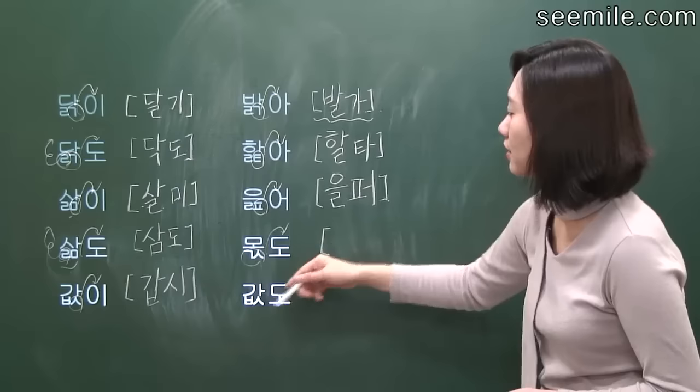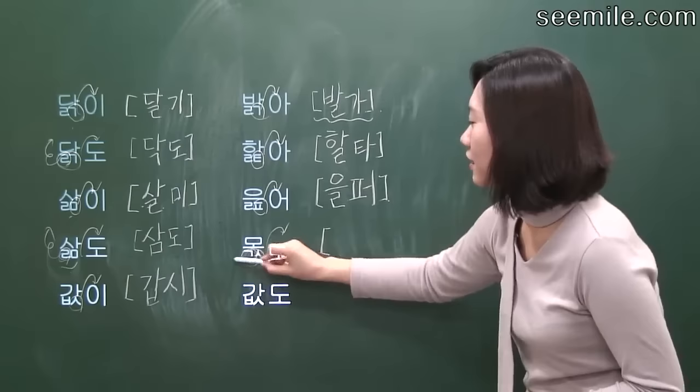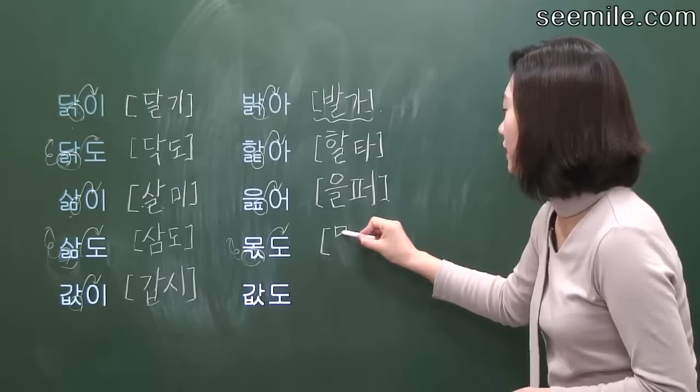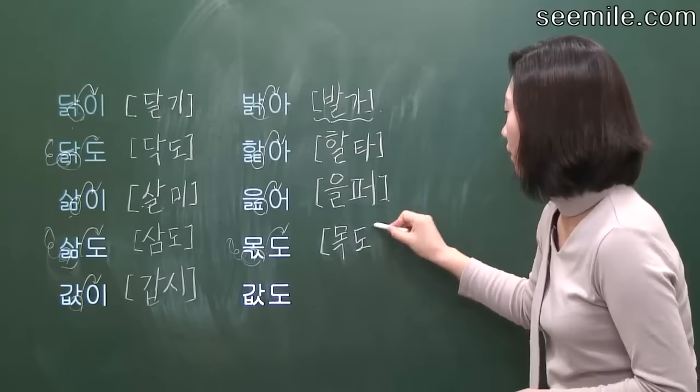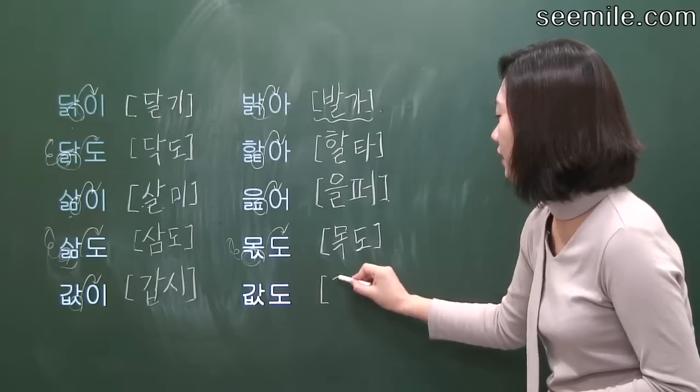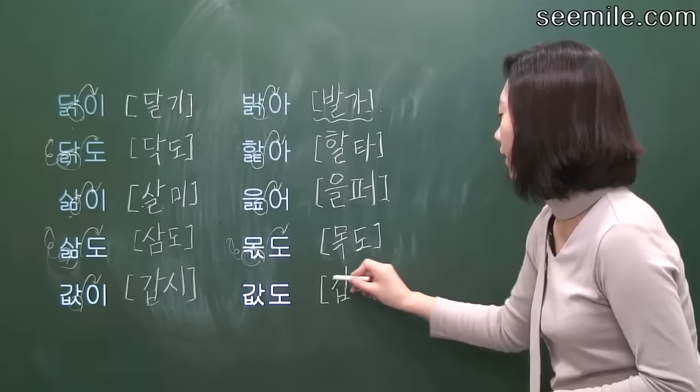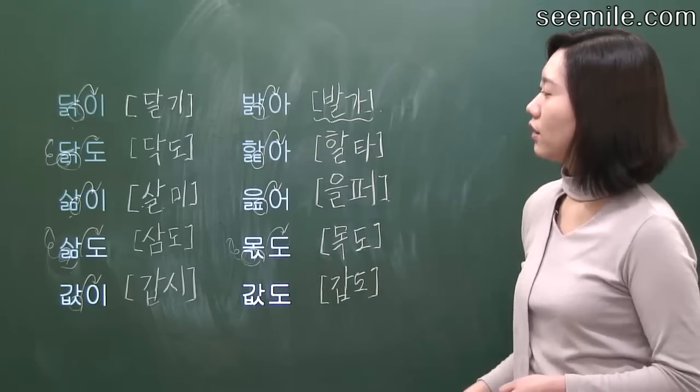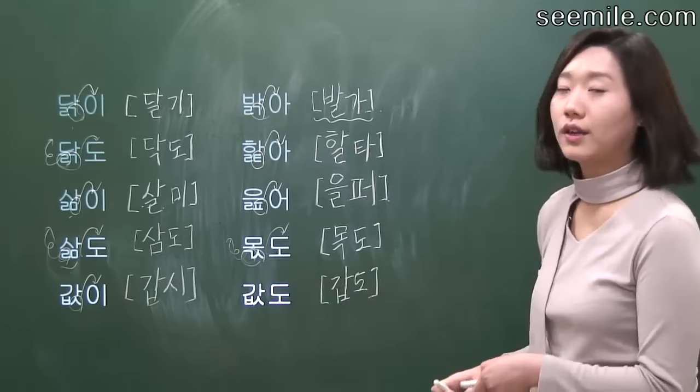In this case, generally this first character is deleted. However, it's exception. But memorize it. 목, 목도. In the same way, it's 갑도. Okay. You don't need to memorize all of pronunciation of each vocabulary. Just practice a lot. Okay.